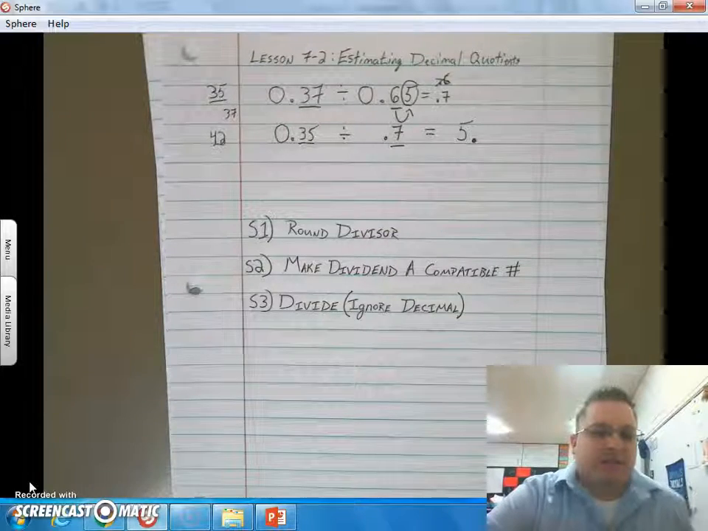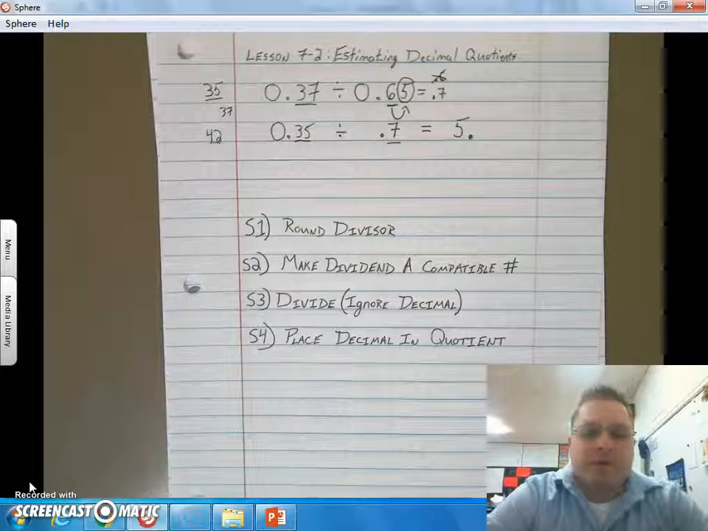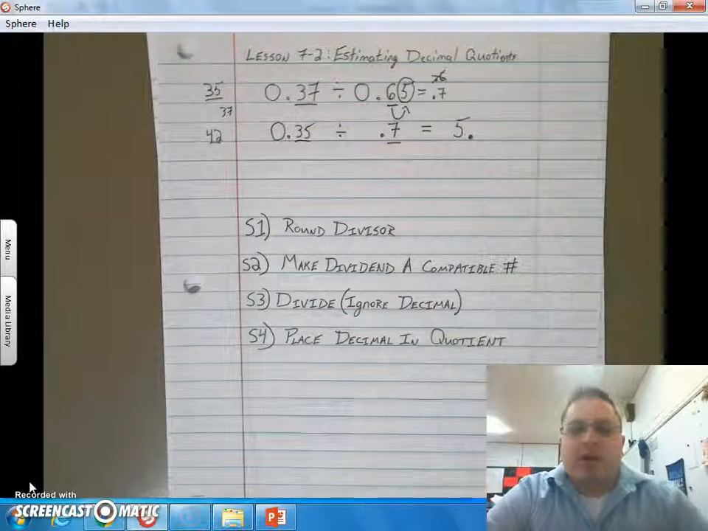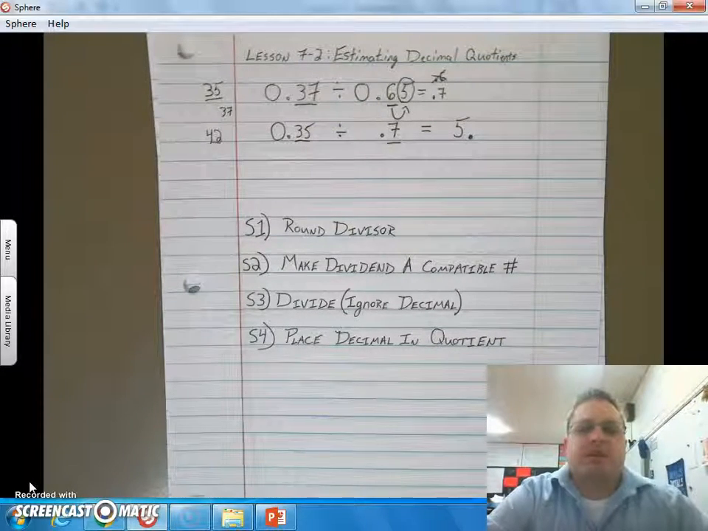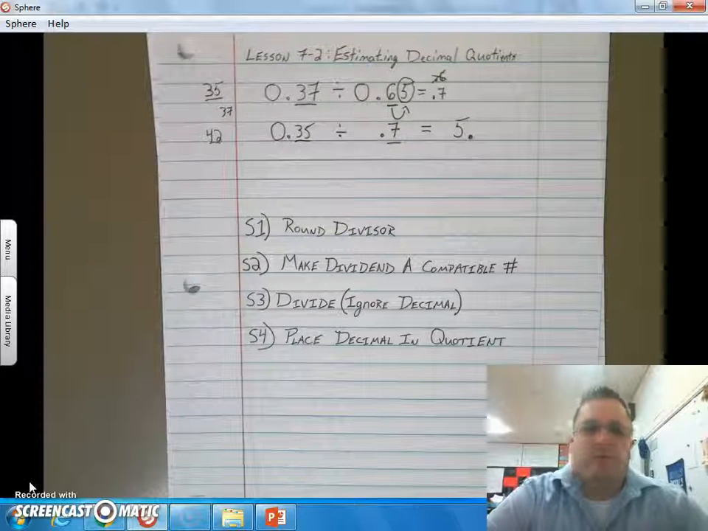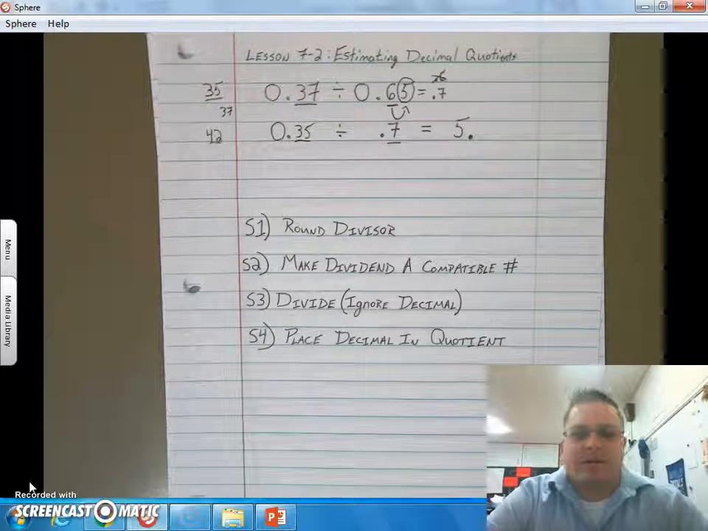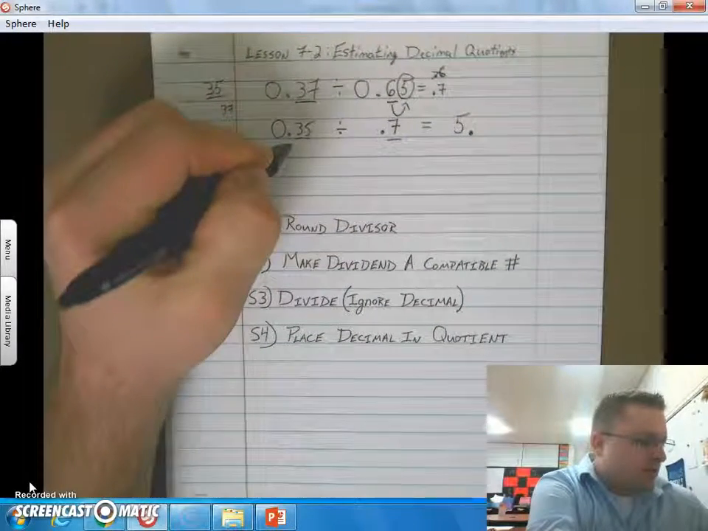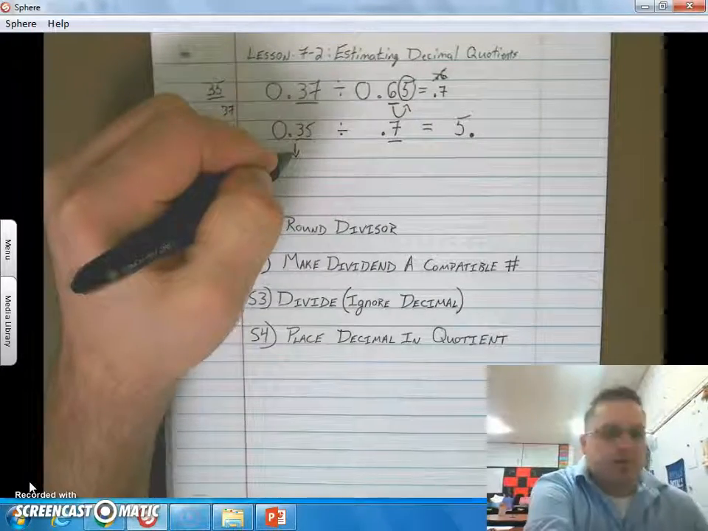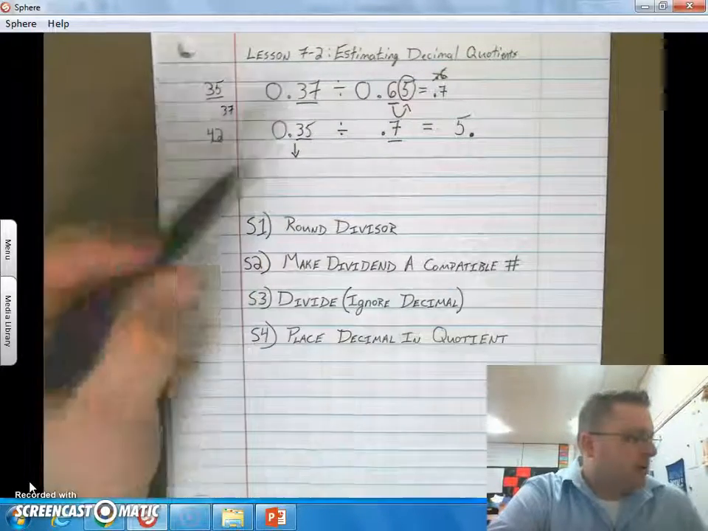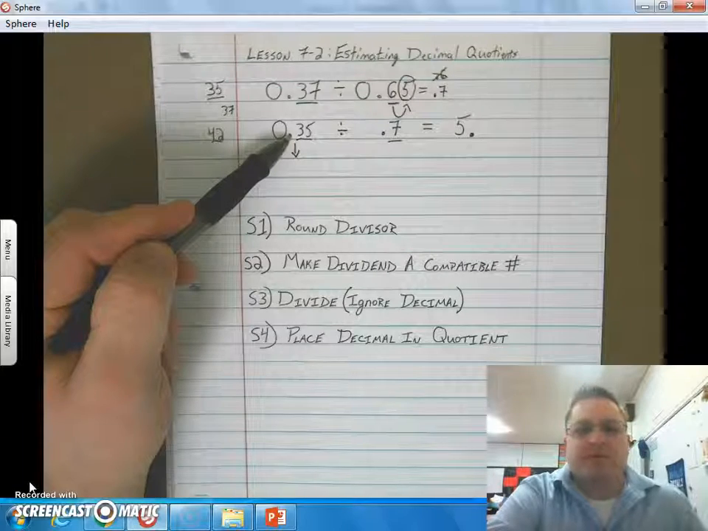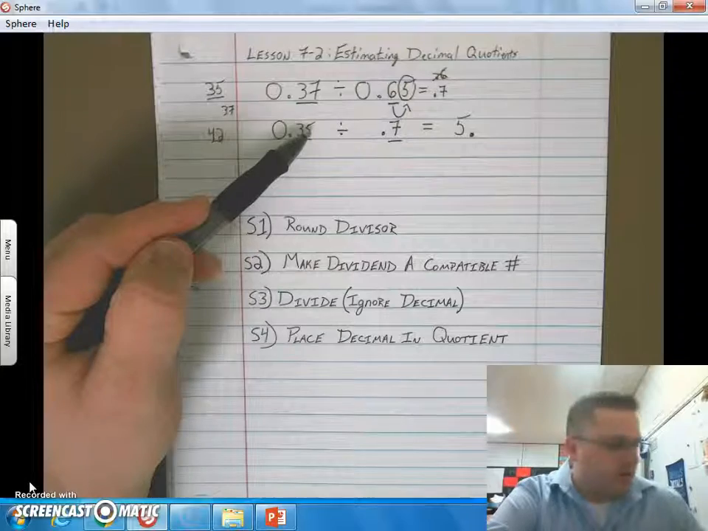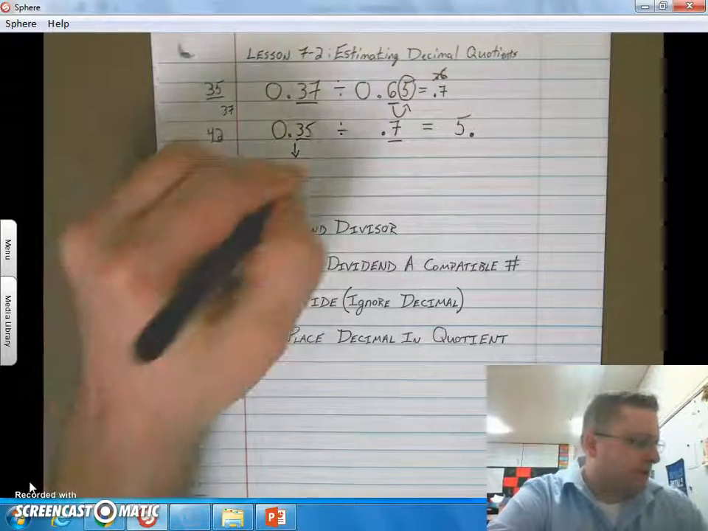Alright, I'm going to write down step 4. Okay, our step 4 is to place the decimal in the quotient, which is here. In order to do that, I'm going to have to look at the place values after a decimal in both my dividend and my divisor. Sounds complicated, but it's very easy. I'm going to look at 0.35. And here's my decimal. How many place values came after my decimal? Well, there's the 10th and the 100th. So 2. So I'm going to write down a 2 right here.